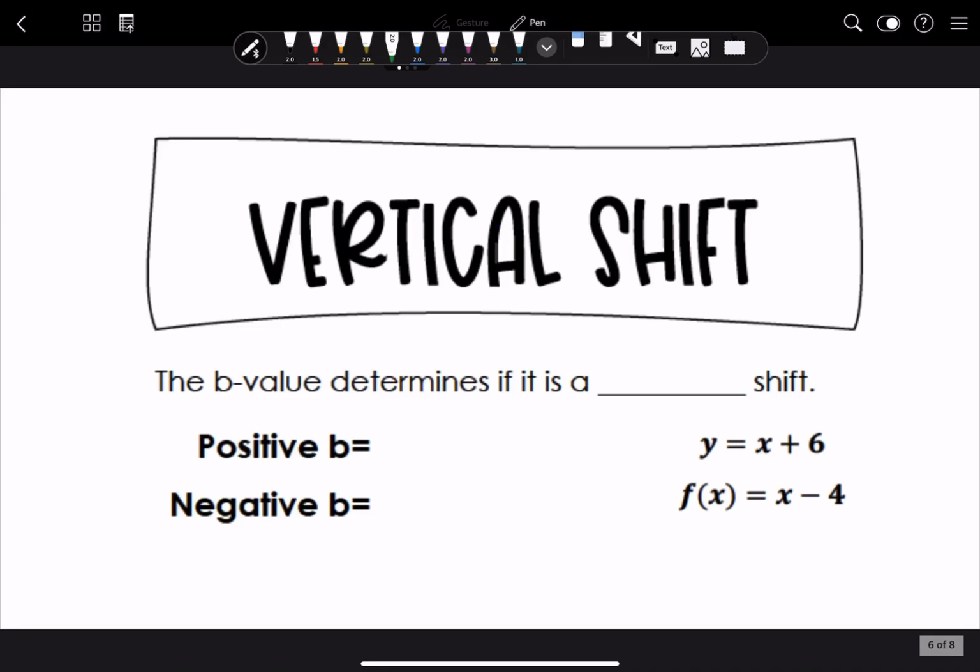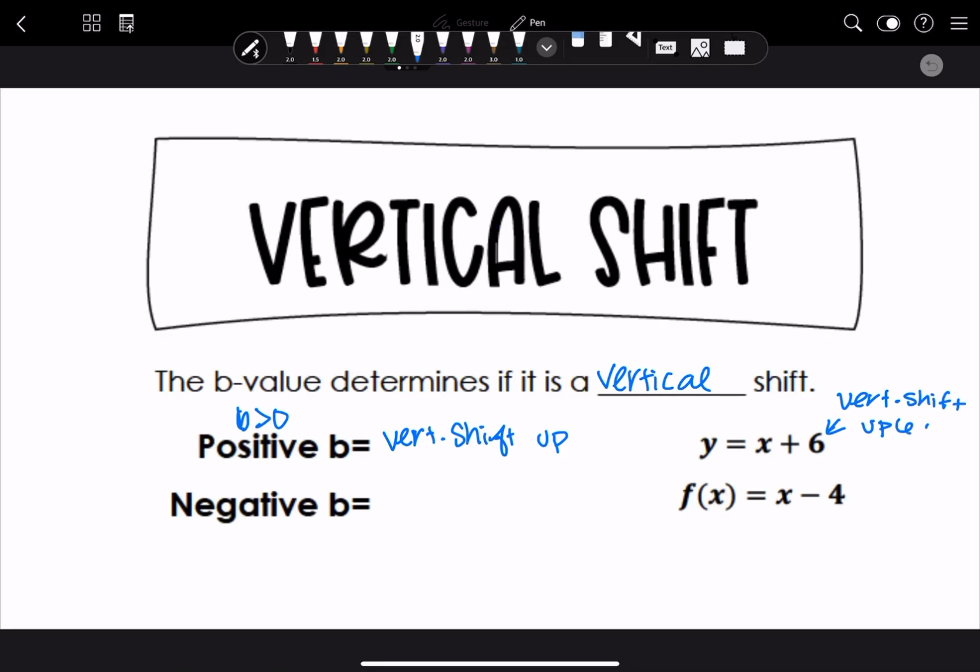All right, this last one is your vertical shift. All right, the b value will determine if it is a vertical shift. This is your y-intercept. If it's a positive b, meaning it's more than 0, then it's going to be vertical shift up, however many units. So for this one, this is a vertical shift, and it's up 6 units.